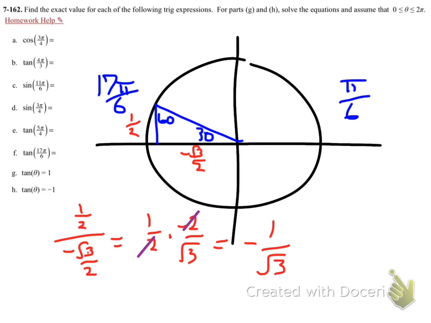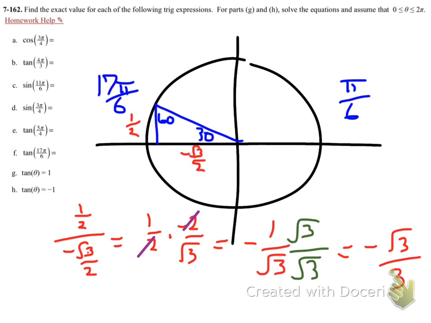Now for this I need to rationalize my denominator. I do not want to leave a radical in the denominator. So I multiply this here by a giant 1. And then with that, I am going to get my answer as negative square root of 3 over 3.